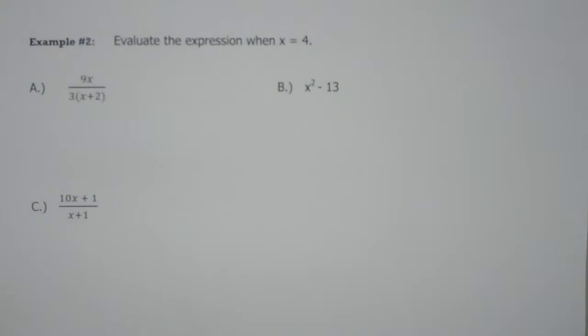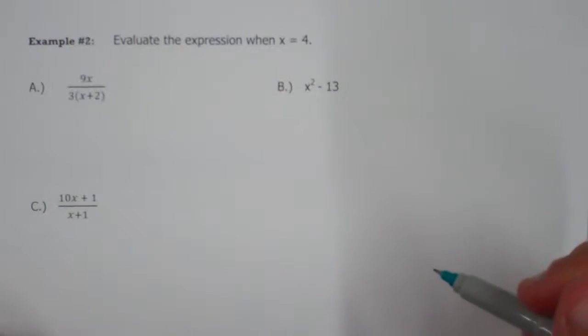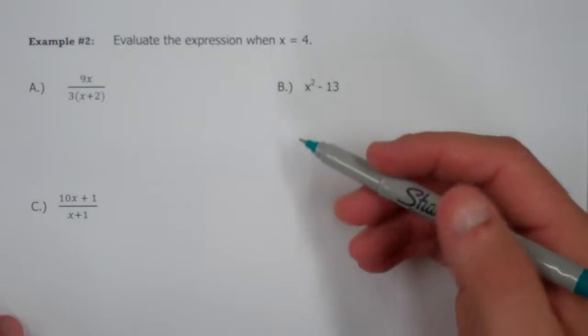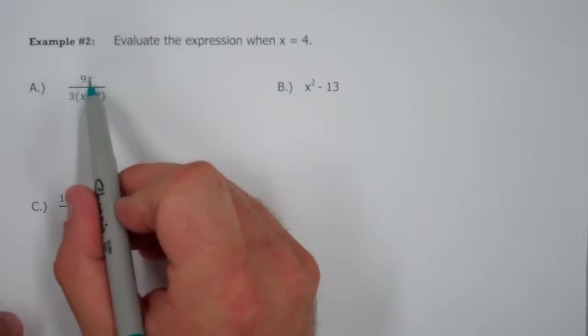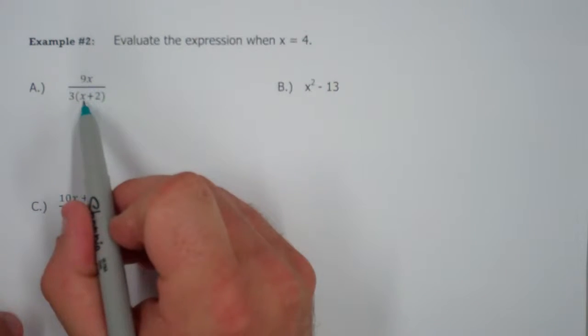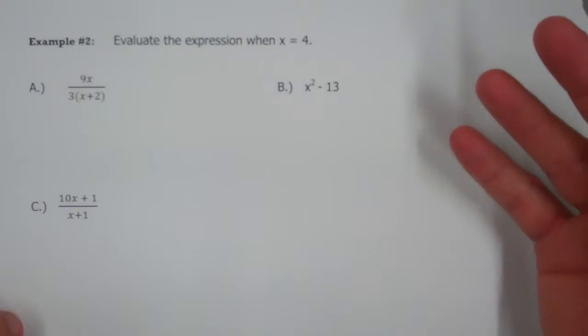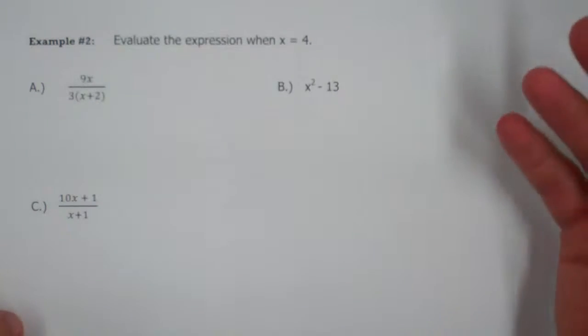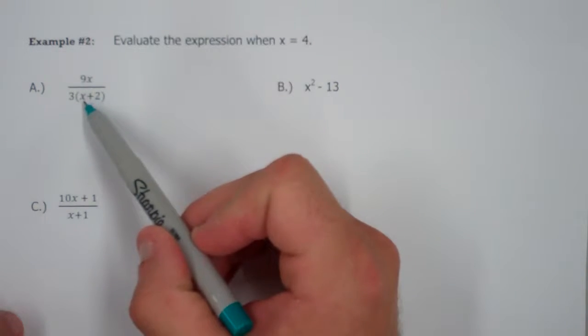In this example, we want to evaluate the expression when x is equal to 4. And these look a little bit more complicated than example 1, but if you know the principle of substitution and your order of operations, these are actually quite easy. So let's take a look at this first one, and we've got an x here and an x here. Now, a key thing in algebra is that in the same problem, the x has to be the same thing. Yes, it's a variable, but if this x is 4, that x is going to be 4 as well.